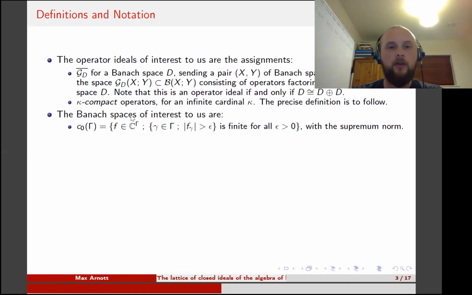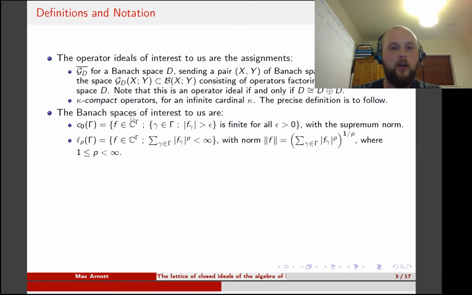We're going to use the kappa compact operators as well. It's a generalization of the compact operators. I think Matt Daws came up with these ones in the first place. And the Banach spaces of interest to us are C0 of gamma for gamma some cardinal, and L^p of gamma for gamma some cardinal as well.